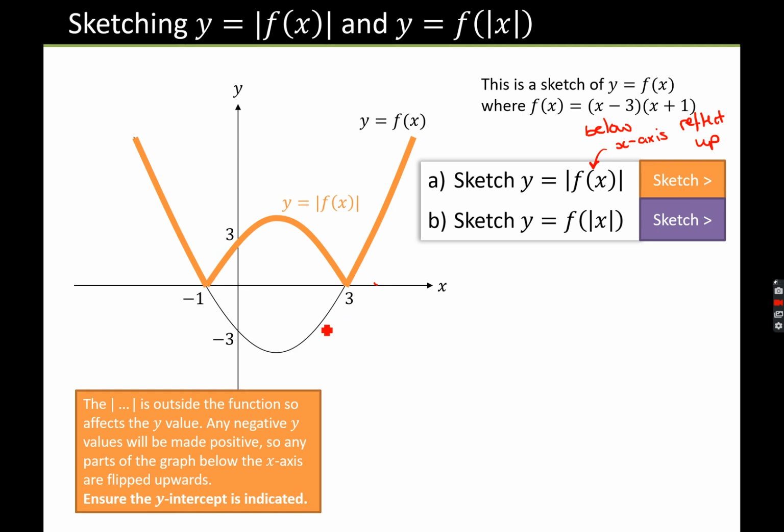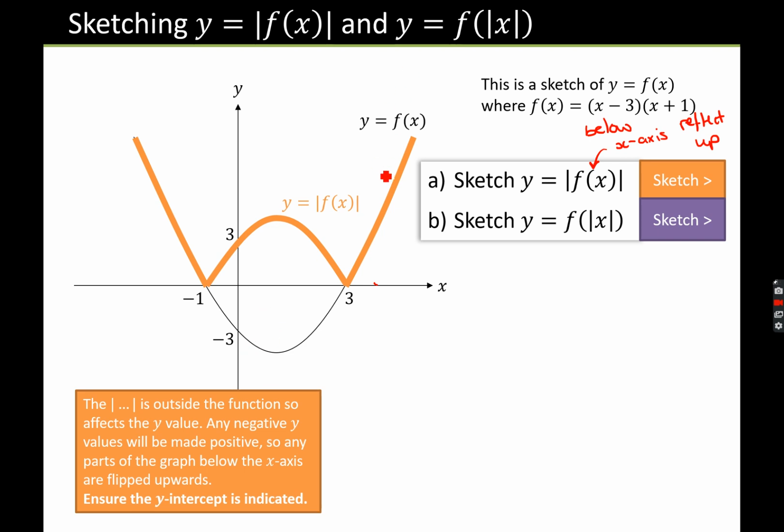The second one, so y equals f of modulus x. Now that just means I am making my input positive. So the first side is going to stay the same. Okay, the positive side of my graph will stay the same. Okay, but then when I get to the negative inputs, they're going to flip instead and become positive.